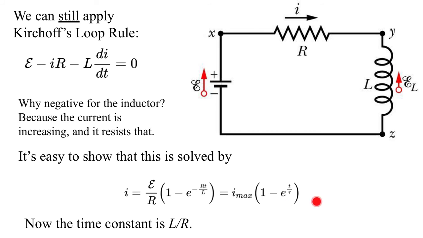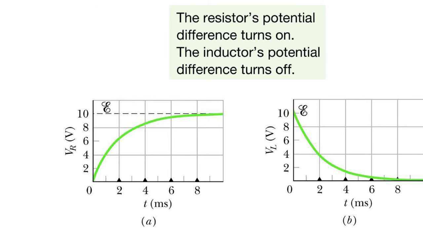All right. It's easy to show that this differential equation would be solved by this ansatz, that the current is the EMF over the resistor, as we'd expect, but then times this exponential factor, 1 minus e to the minus Rt over L, which we might say is the maximum current times 1 minus e to the minus t over tau. Now the time constant, it's an exponential time decay or growth again, but the time constant is L over R rather than RC. The resistor's potential difference turns on and rises all the way up to the voltage of the battery, the EMF of the battery. The inductor's potential difference starts at the voltage of the battery and then falls off and dribbles off towards zero.